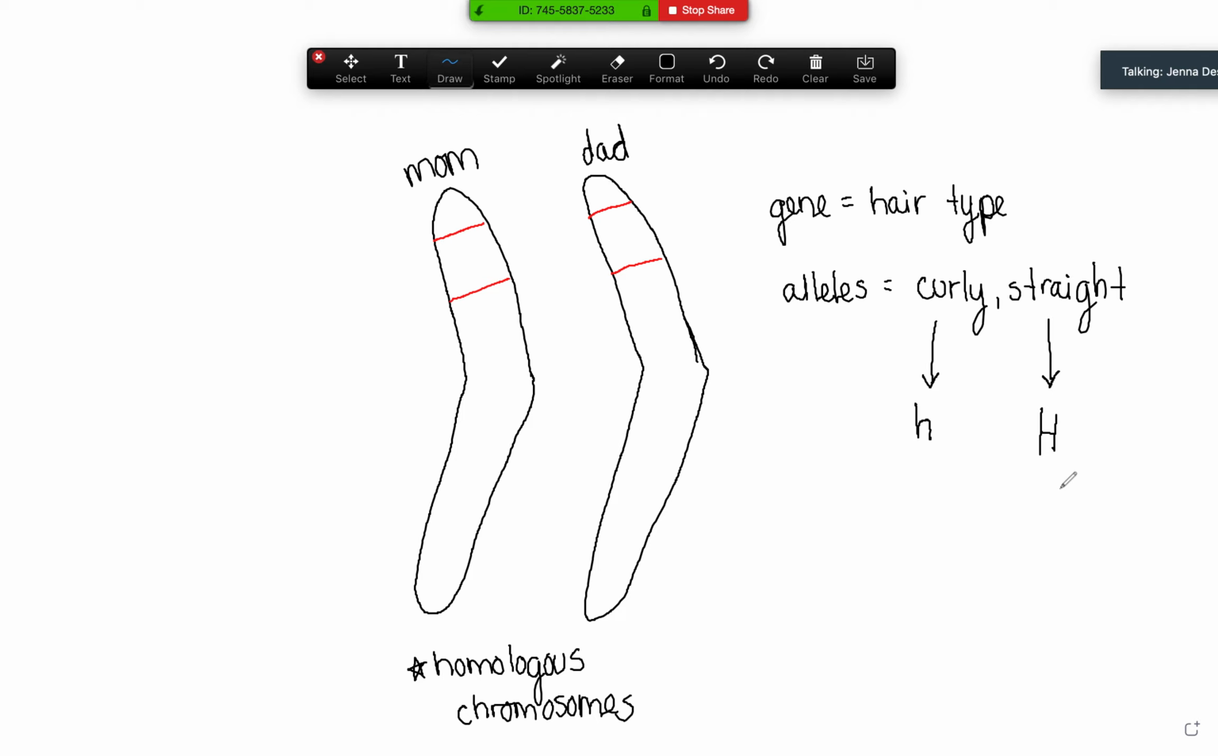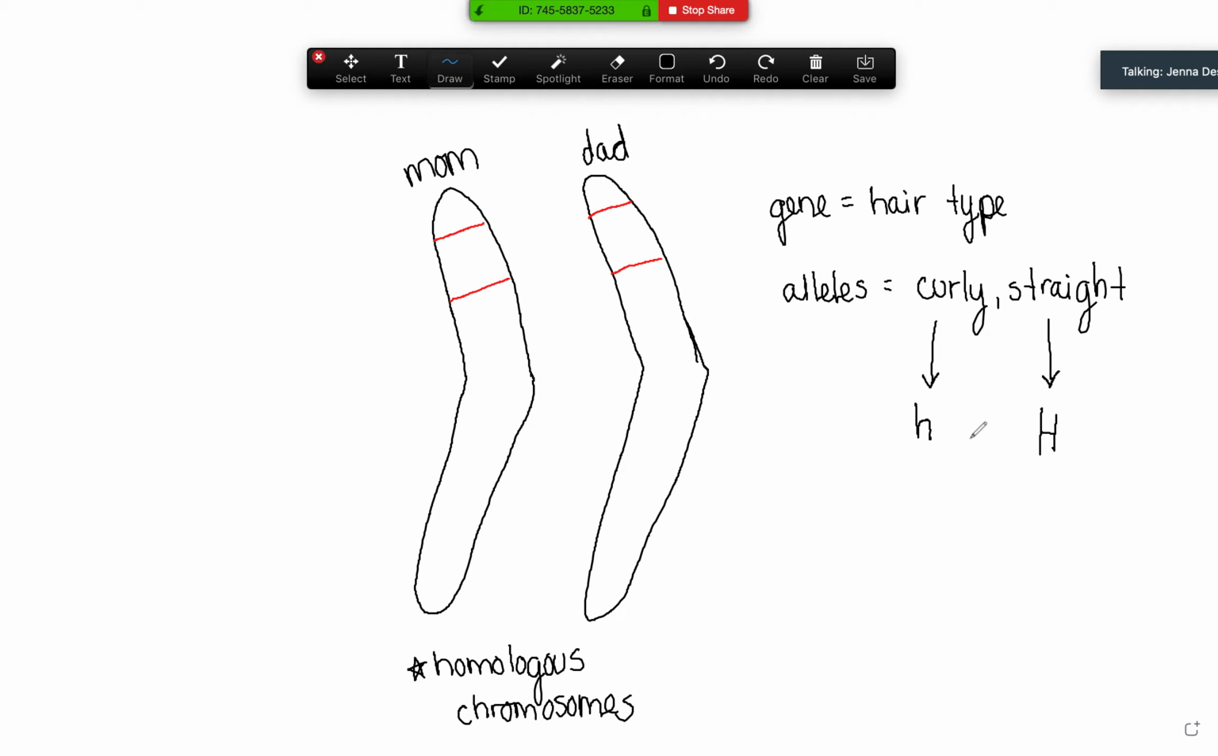Okay, so this might be a little confusing. Why are you using the letter H, Miss DeShane? What about all the other letters? I'm just abbreviating H for hair for now. This is just an example. I have no idea if this is actually how hair inheritance works, but just bear with me here, okay?